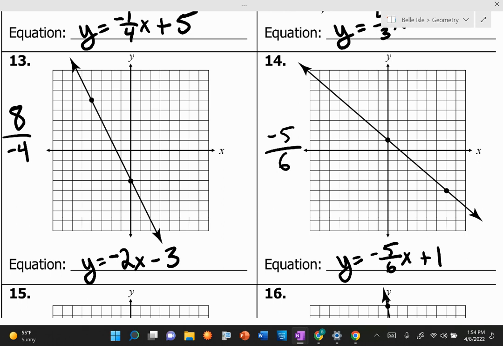Or negative 4? So it would be 8 over negative 4. So it would be y equals 8 over negative 4 times x plus 3. Or would it be minus 3? Oh, because you're going down. You went down. You get it. You'll get it. Keep working.